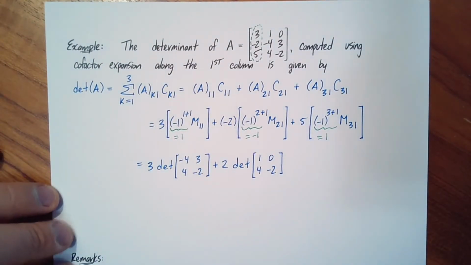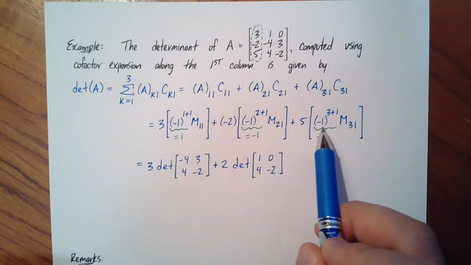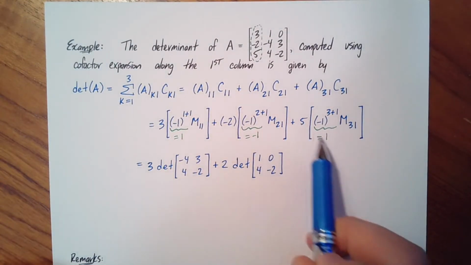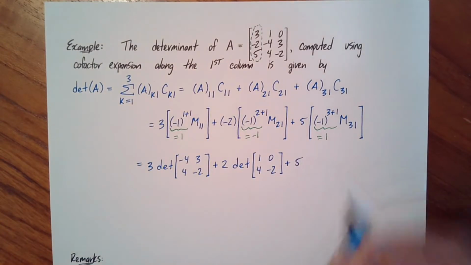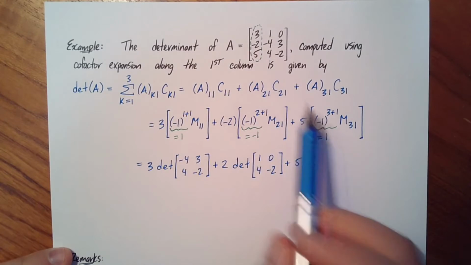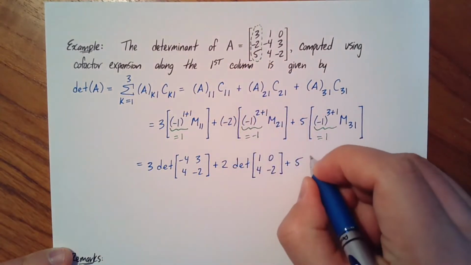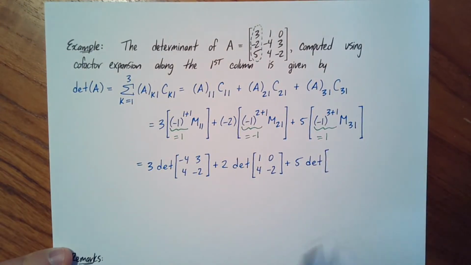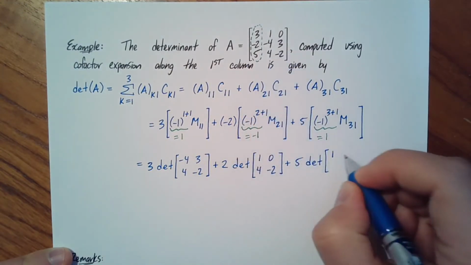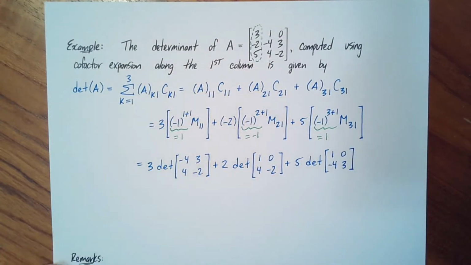Okay, now what's next? This last term, right? You'll have negative 1 to the power of 3 plus 1. This turned into 1, so we got 5 times 1. So plus 5, and then this minor here, the minor in the third row, first column. So that's going to be what you get from the matrix A. You're going to delete the third row and the first column, and then take its determinant. You're going to get 1, 0, negative 4, and 3. Okay, so now we need to just work out these 3 smaller determinants, and we're almost done.